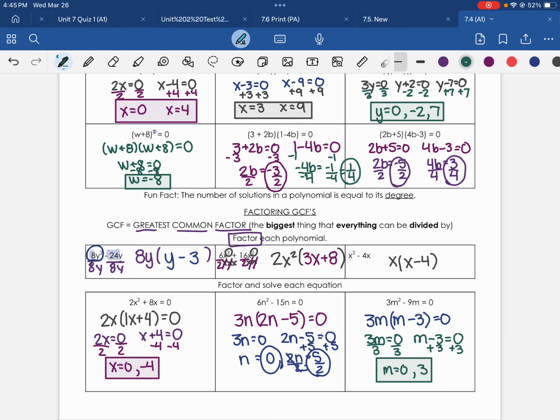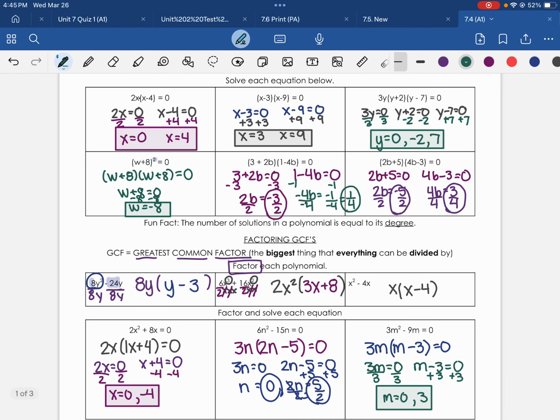There are going to be parts of this where you are able to show less work, and that's okay with me.